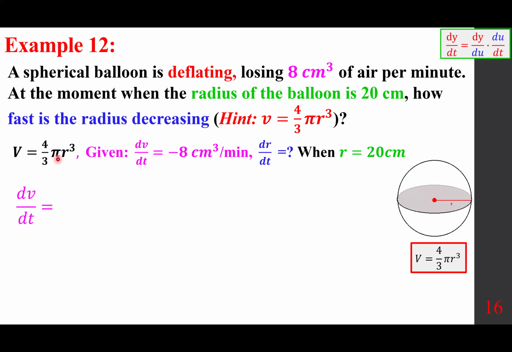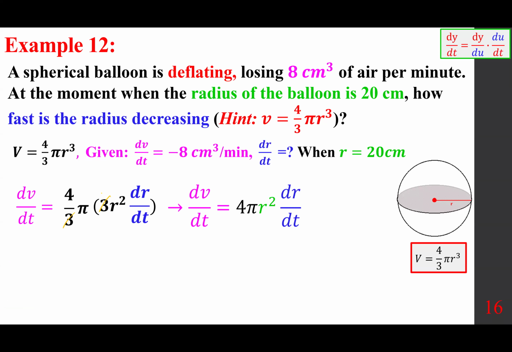First we keep the 4 thirds pi and deal with r cubed, because 4 thirds pi is a number. What is the derivative of r cubed? We put it here, 3r squared dr/dt. And we get 4 pi r squared dr/dt. We replace dV/dt with -8 and r with 20. By the way, you can solve for dr/dt by dividing by 4 pi r squared on both sides and then plug in. Whatever is easier makes no difference.